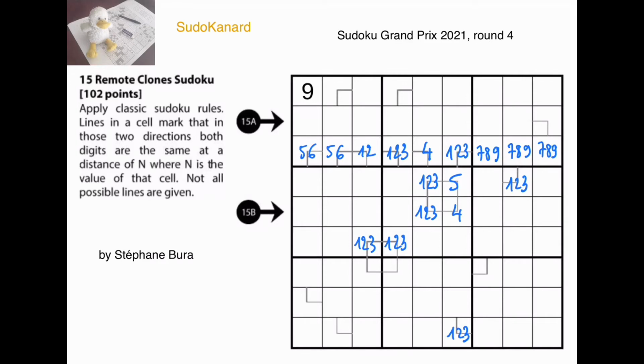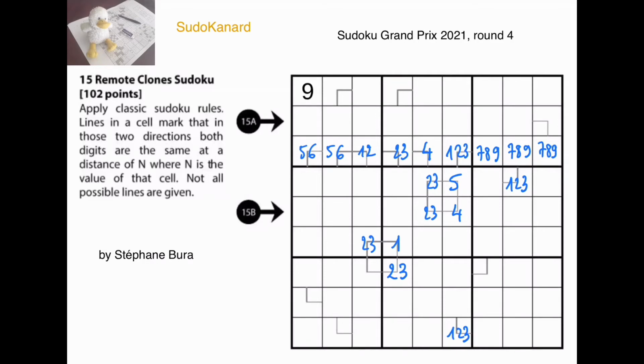But let's ponder something. Could this be a 1? If this were a 1, then this 4 would be repeated here, and it wouldn't work. The same here. 5 couldn't be repeated here, so we get a 2-3 pair, and this is a 1. This is not a 1, this is not a 1. And this one says that this cell at distance 1 has its clone here. So this is also 2 or 3. And we get a 2-3 pair in this column.